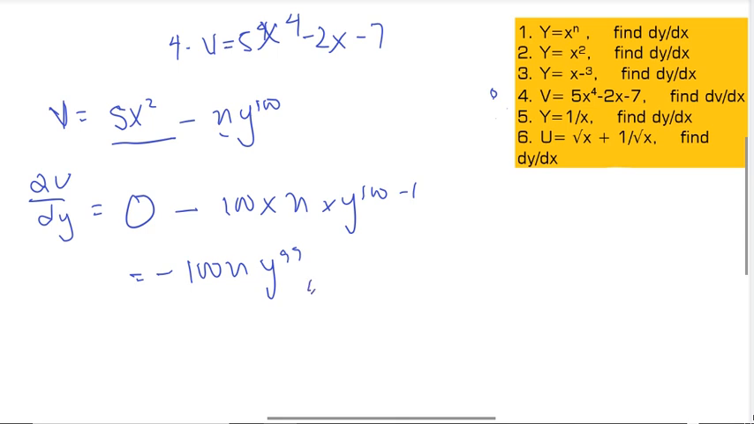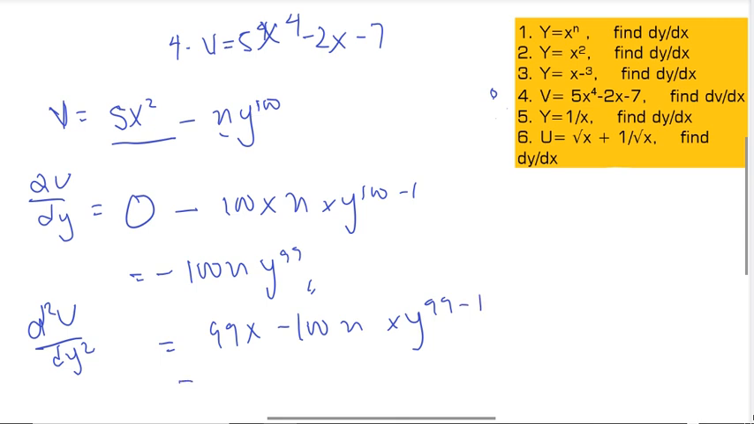Then if it comes to a higher derivative, where we have d squared v over dy squared, we're going to differentiate it again. So we have 99 times minus 100x, this is a constant, don't forget. Then we have times y raised to power 99 minus 1, and this is going to be equal to minus 9900x. Then we have y raised to power 98, and this is our final answer.